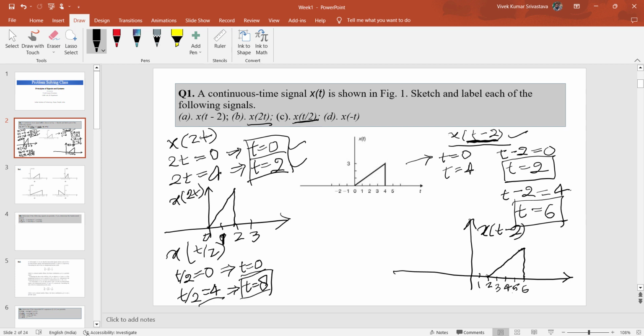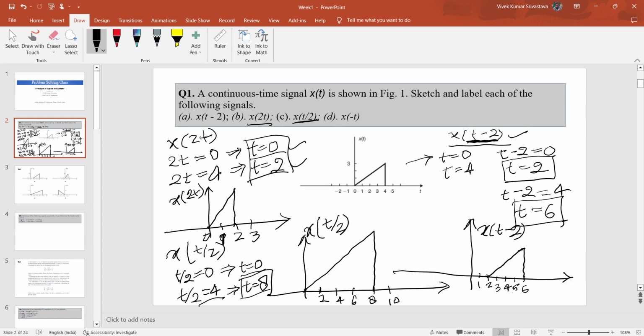Okay, so if we plot this signal, how can we plot it? Let us say 2, 4, 6, 8, 10. This will start from t equals 0 and end at t equals 8. So this represents the signal x of t by 2. Okay, so let me erase this.